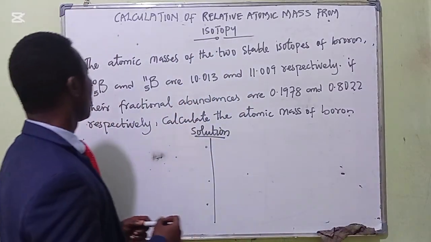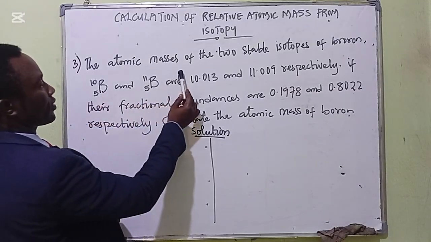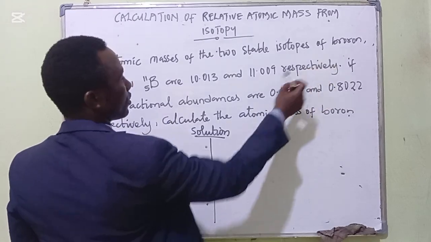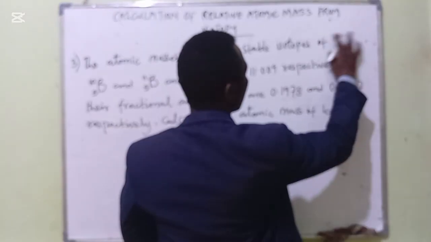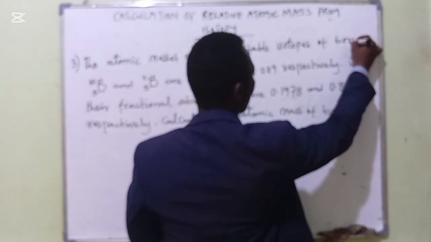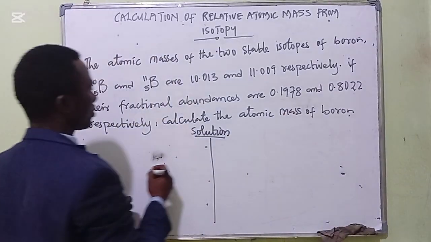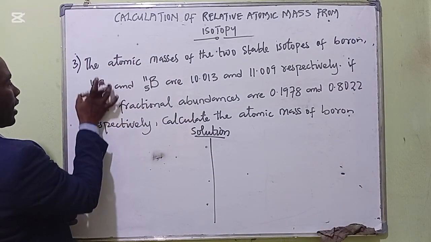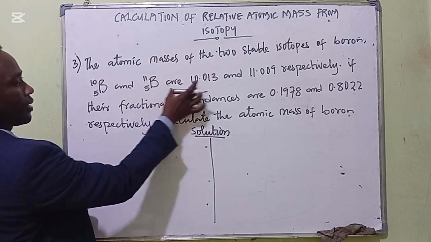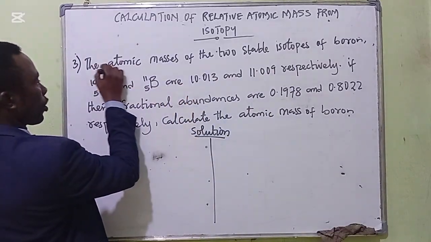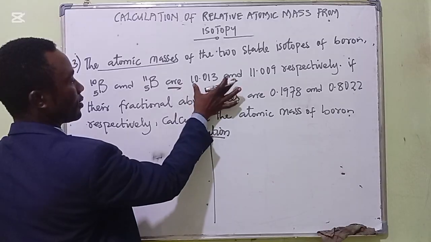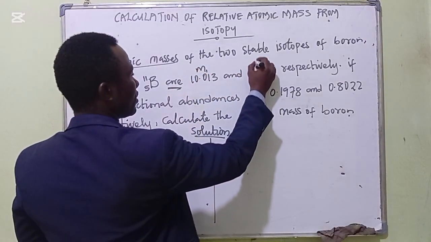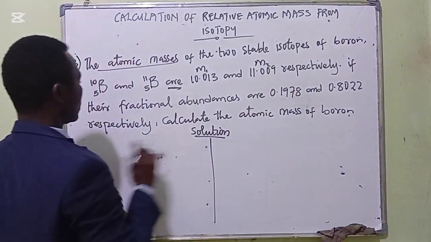Now as we go on, question 3 says the atomic masses of the two stable isotopes of boron, that is boron 10 and boron 11, are this and this. So you see that this is mass 1 and this is mass 2 respectively.